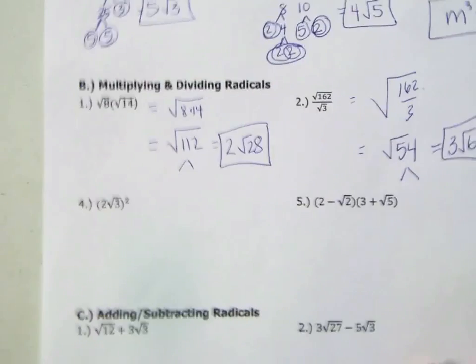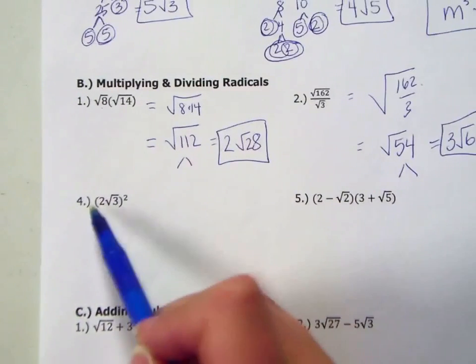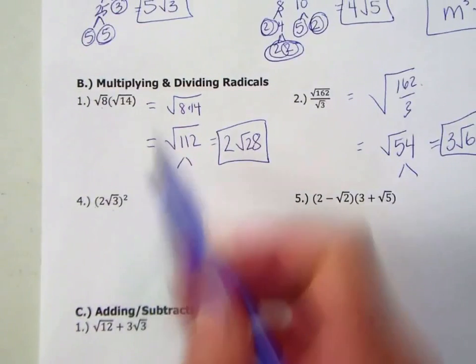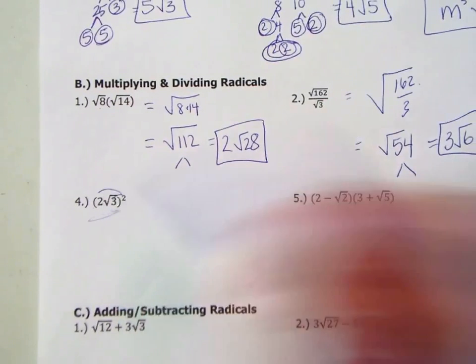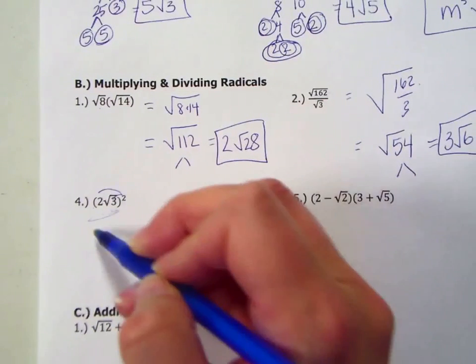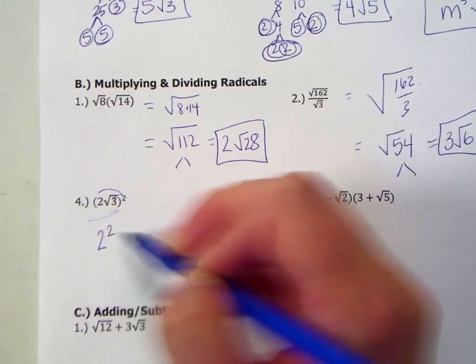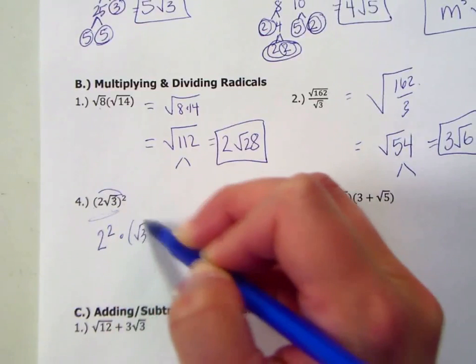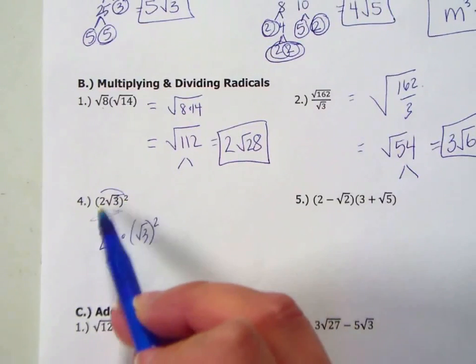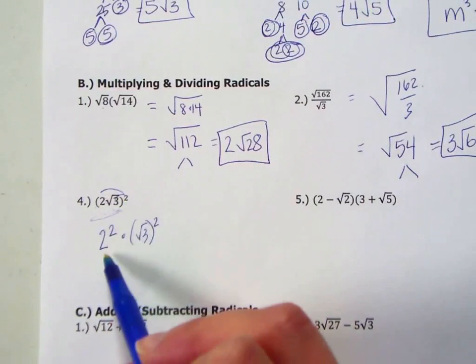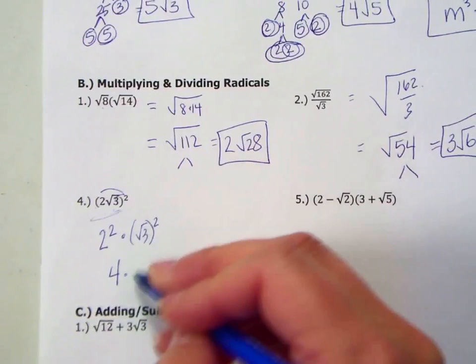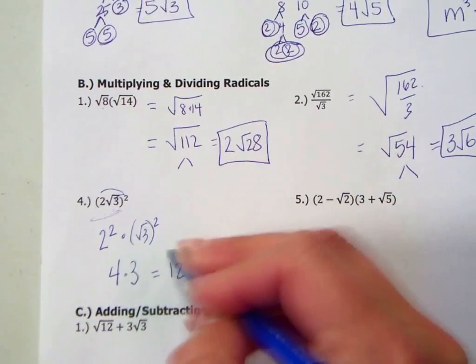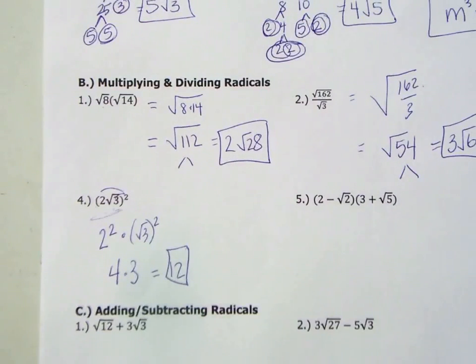On number 4, we have 2 radical 3 quantity squared. We've done this a little bit in the first lesson this unit, but we'll take that exponent and distribute it to the 2, so 2 squared times radical 3 squared. That exponent goes to both parts. 2 squared is 4, radical 3 quantity squared is 3. We multiply those, 12.